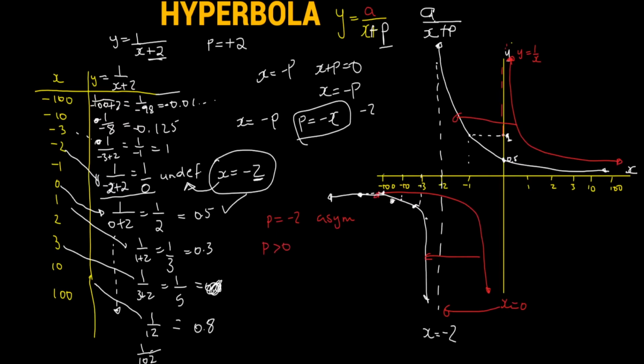If p is greater than 0, it's going to shift it to the right. And if p is less than 0, it's going to shift it to the left. So you can remember when we were dealing with q, the q value also changed your axis of symmetry. We can do the same thing here and see how it changes.